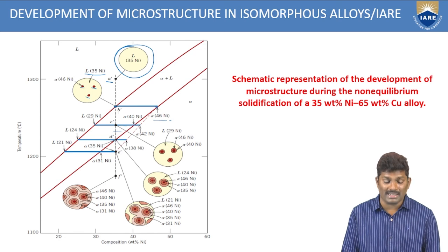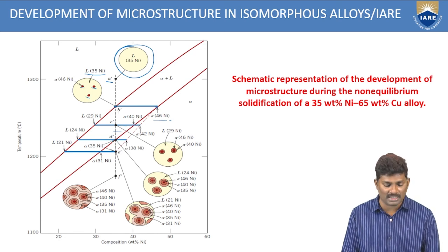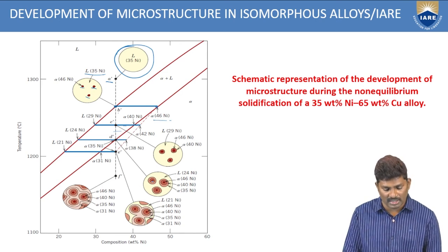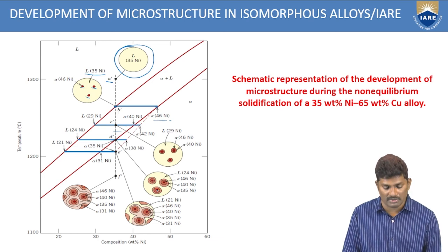Next, coming to the point D dash, since D dash is lying between the two phases, again you have to draw the tie line, and from the tie line you find the compositions here. If you draw the microstructure for this, you can identify a dark dot in between, and again another change in color.